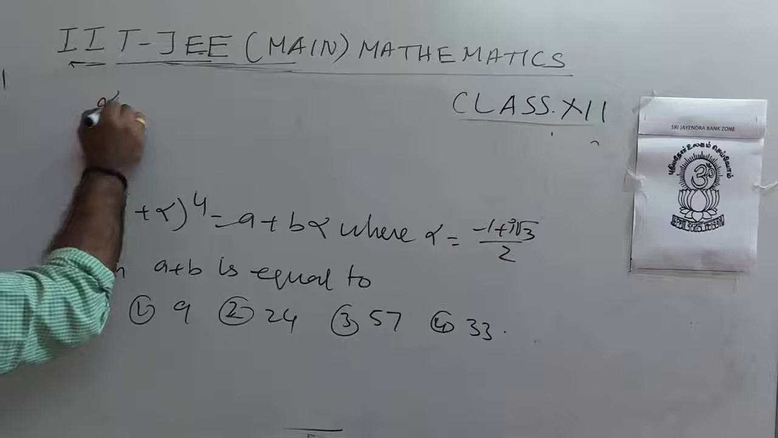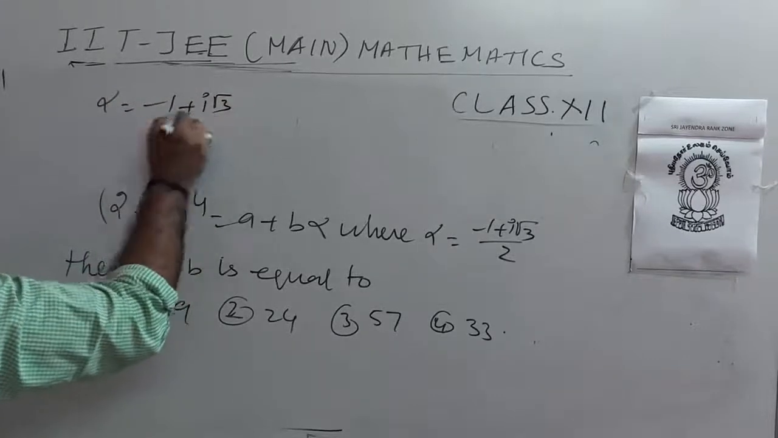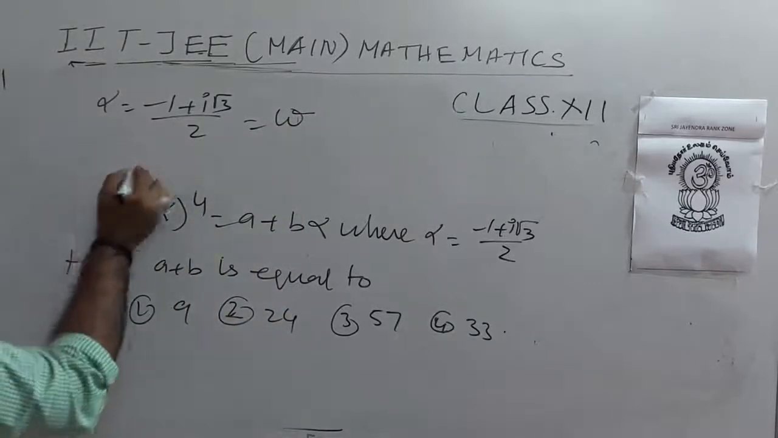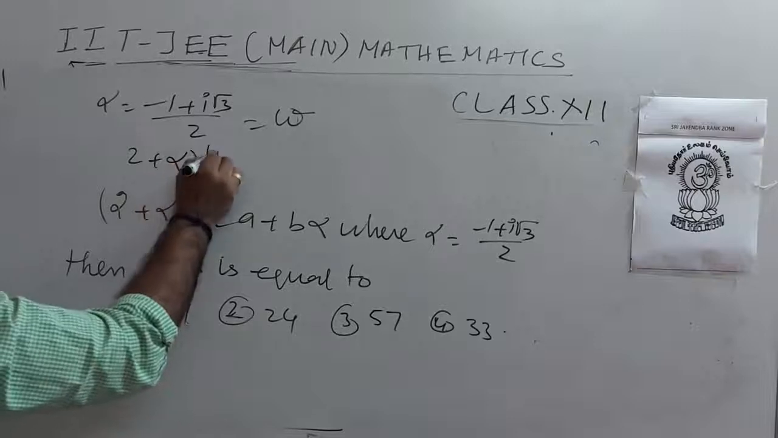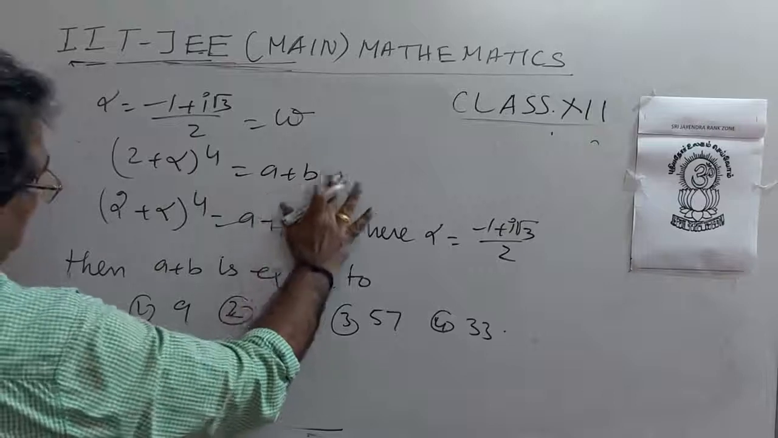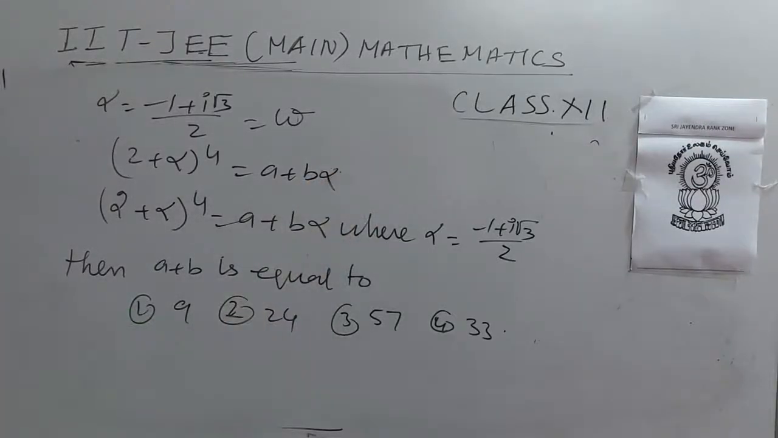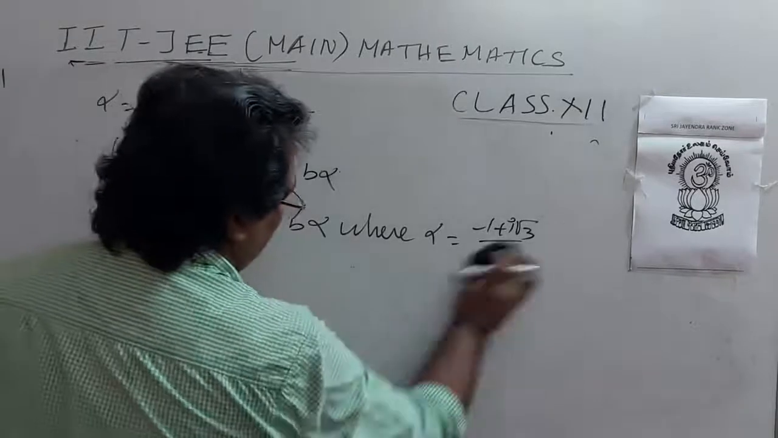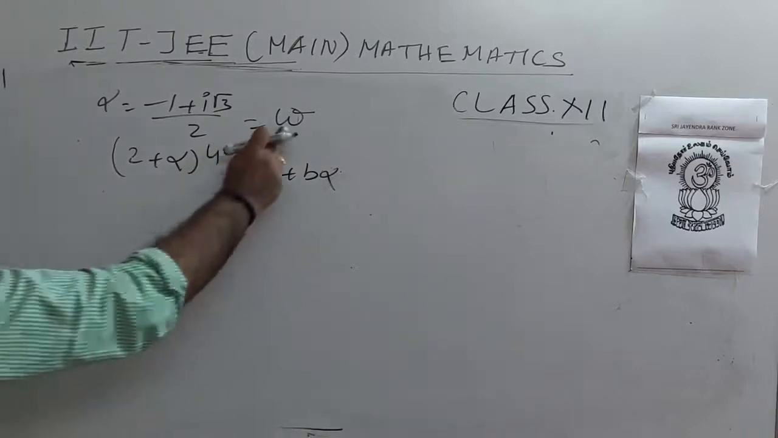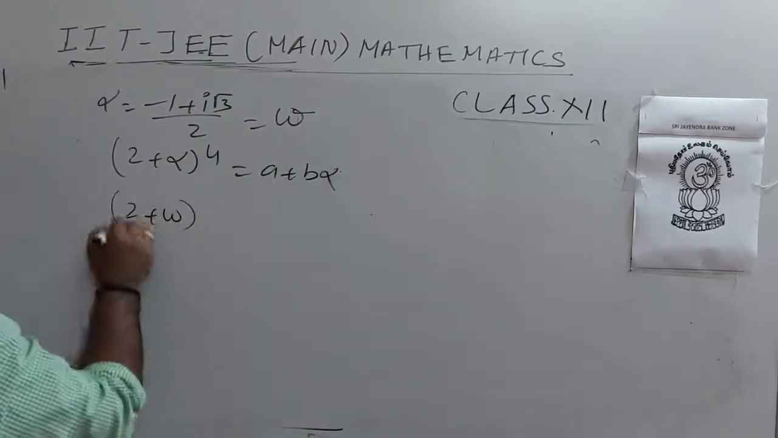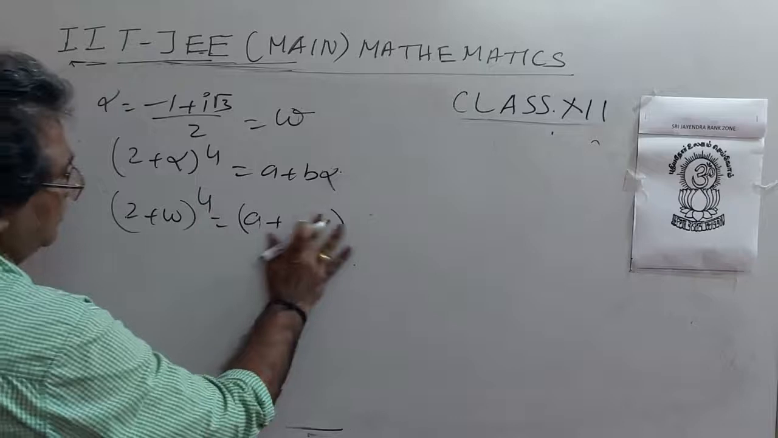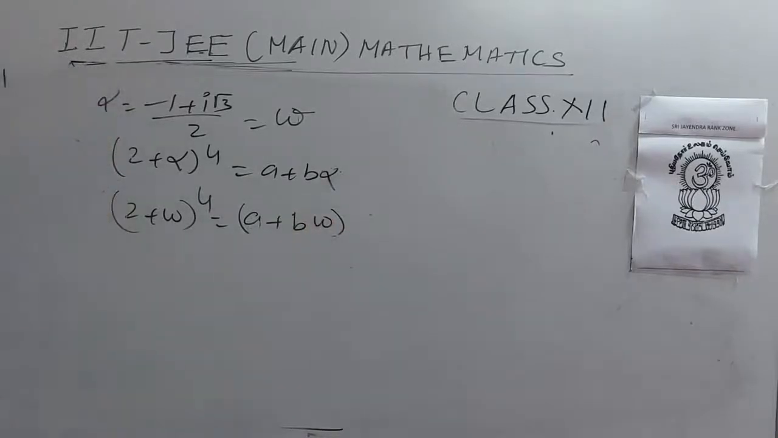Alpha equal to (minus 1 plus i root 3) by 2. This is nothing but equal to omega. So (2 plus alpha) whole power 4 equal to a plus b alpha, that is the given statement. But we know that alpha is equal to omega. So (2 plus omega) whole power 4 equal to a plus b omega.